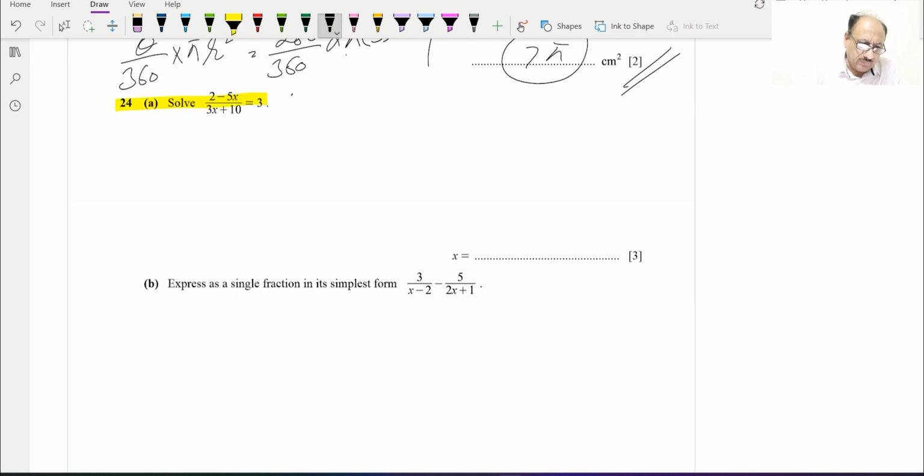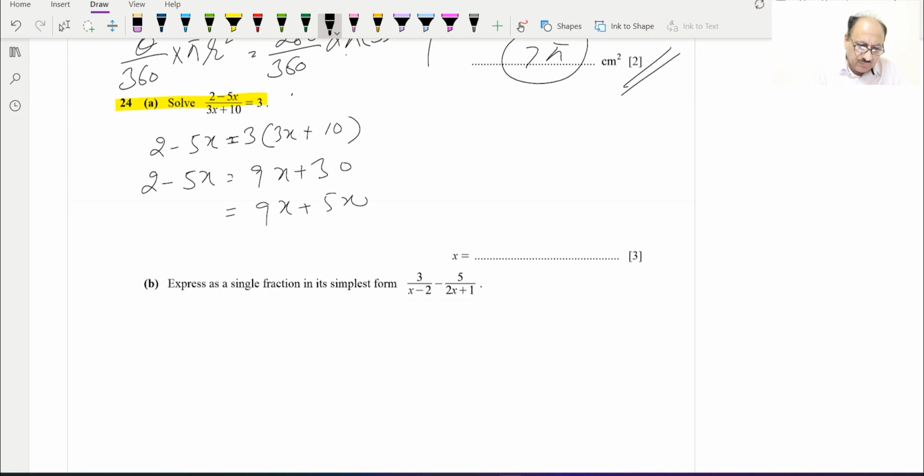Basically we need to find the value of x. So we can cross multiply. So 2 minus 5x is equal to 3 into 3x plus 10. Then we can further open the bracket. So 2 minus 5x is equal to 9x plus 30, and minus 5x we can shift to the other side.